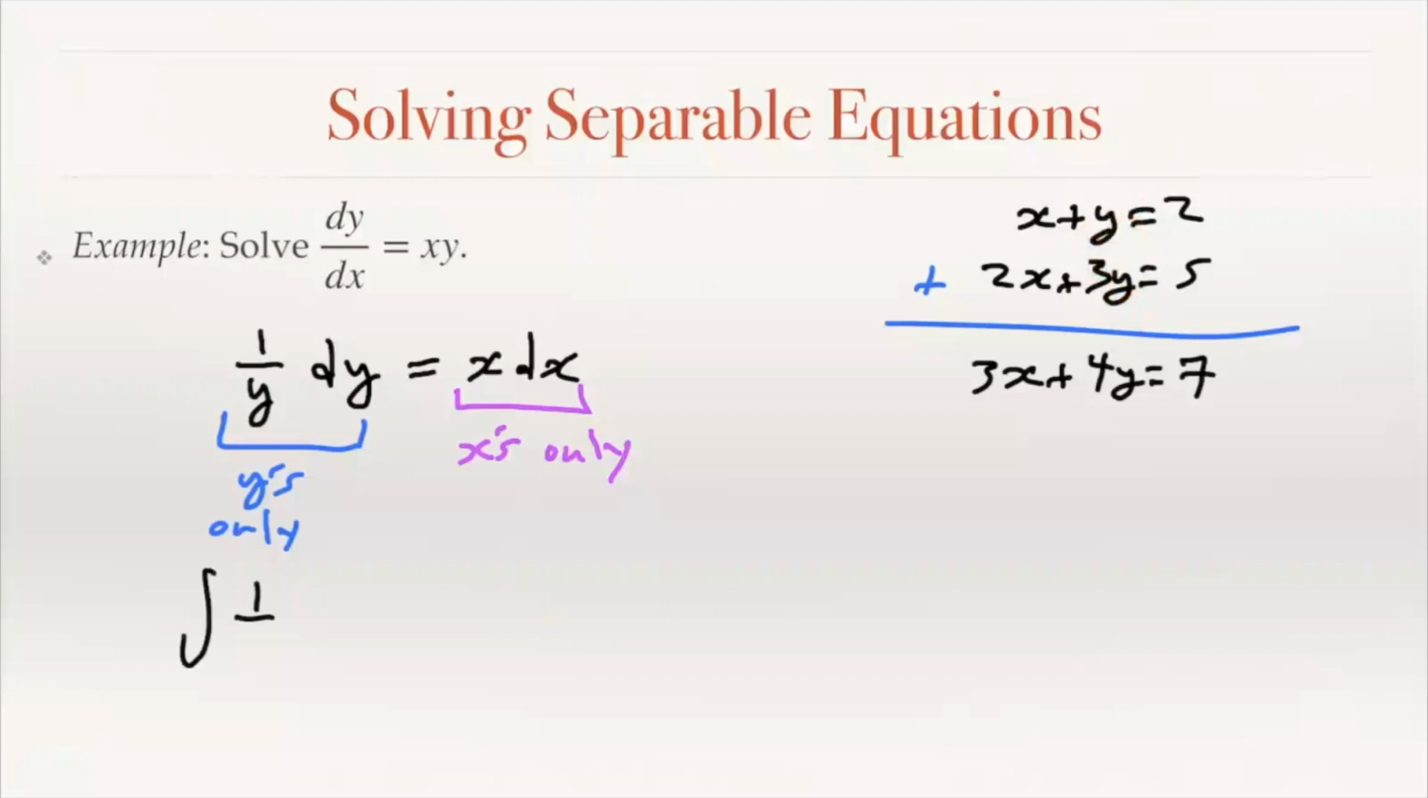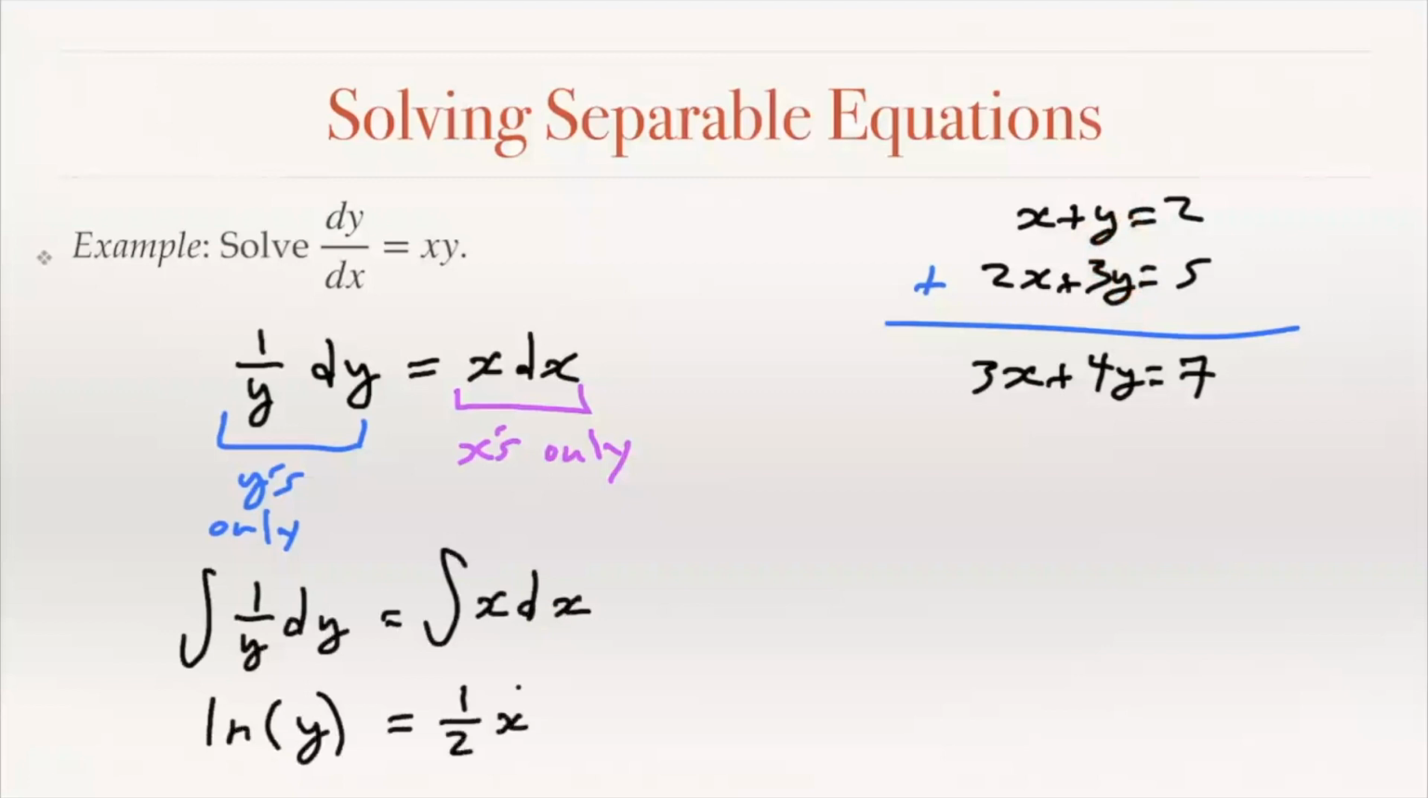So we can integrate both sides with respect to their respective variables. Integral of 1 over y is ln y, and integral of x is 1/2 x squared. Don't forget the plus c. That plus c will become that arbitrary constant that we did a lot of practice for solving for in initial value problems. And by the way, technically there would also be a plus c on the left-hand side.